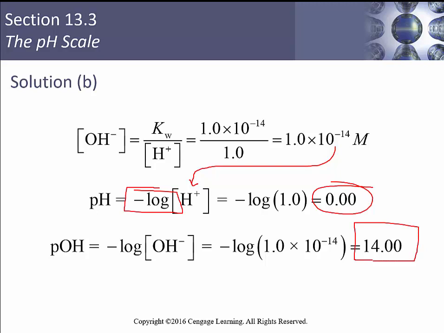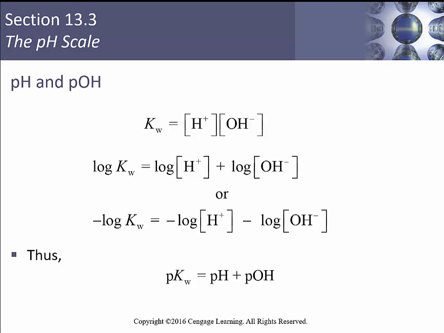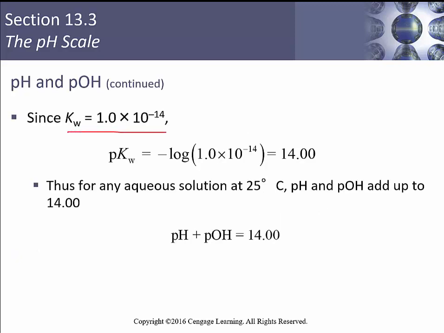All right, so we could also say Kw is equal to H plus times OH minus, or the log of Kw is going to be equal to the log of H plus plus the log of OH minus, or we could say minus log of Kw is minus log of H plus minus log of OH minus. So pKw is equal to pH plus pOH, and our Kw is 1 times 10 to the minus 14, so pKw is 14. So minus log of 1 times 10 to the minus 14 is 14. For any aqueous solution, pH plus pOH is equal to 14.